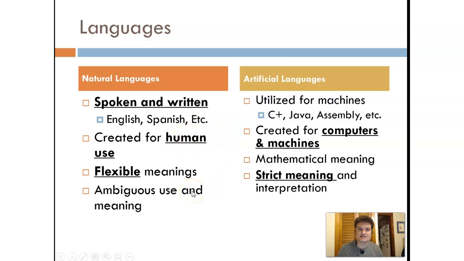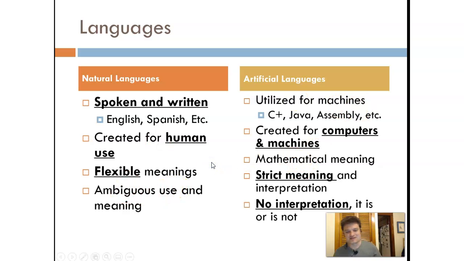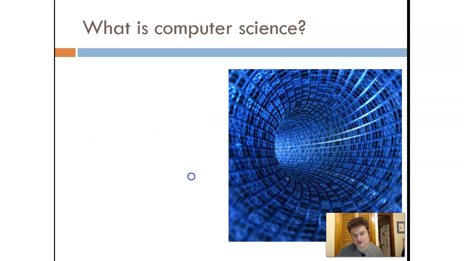It's one of those ideas that you've probably heard before. It's never the machine's fault, it's yours. Stuff like that. So there's no interpretation. It is or it is not. It's either a 1 or a 0.